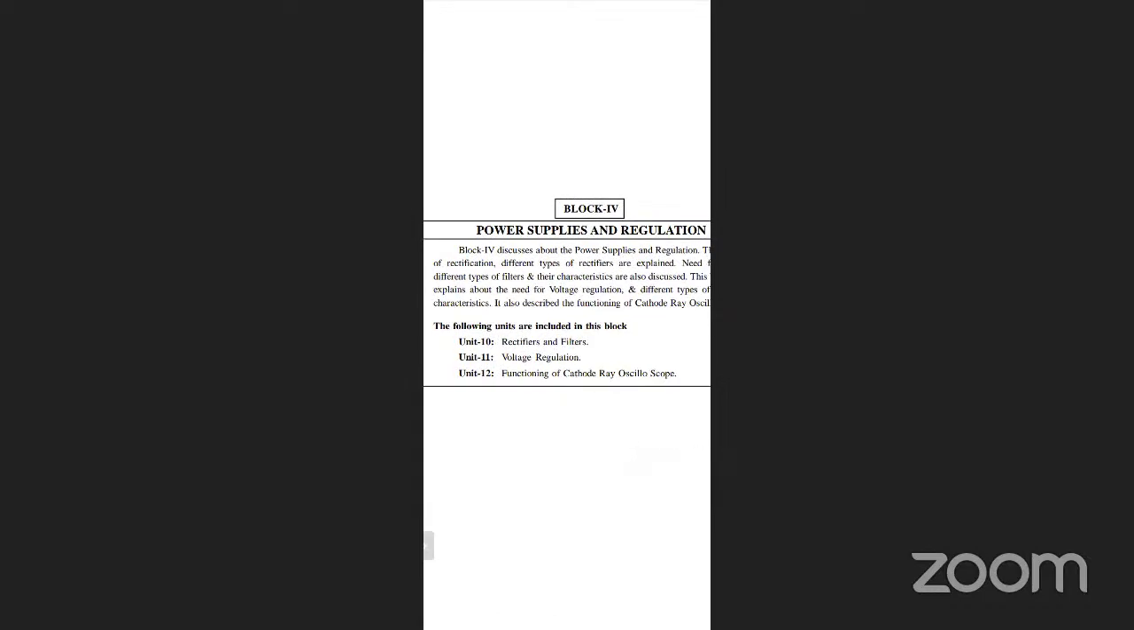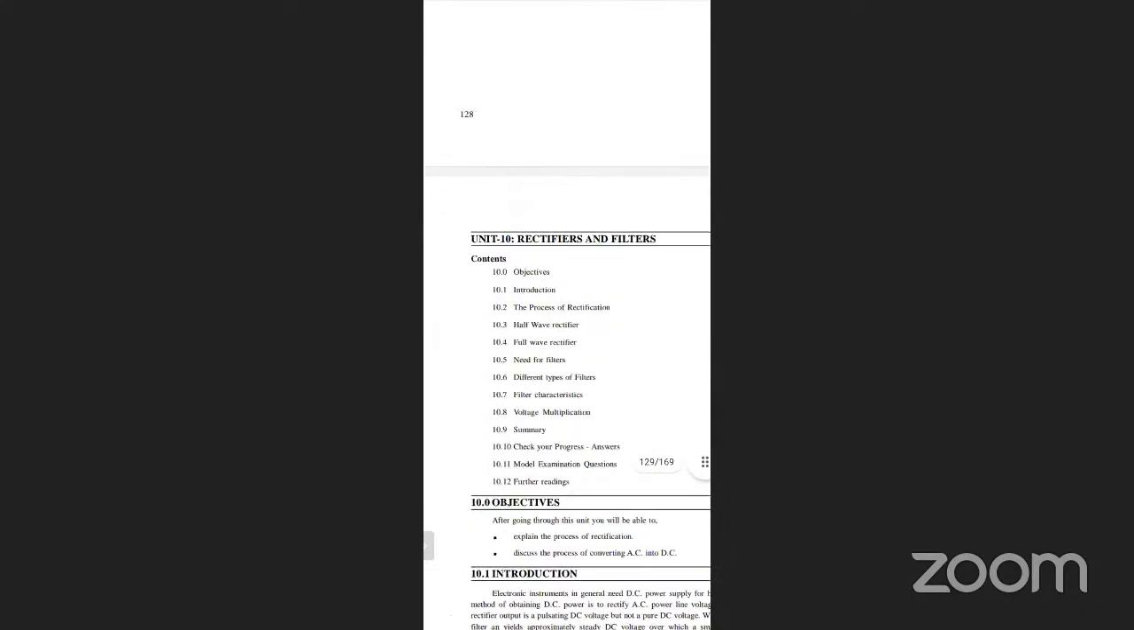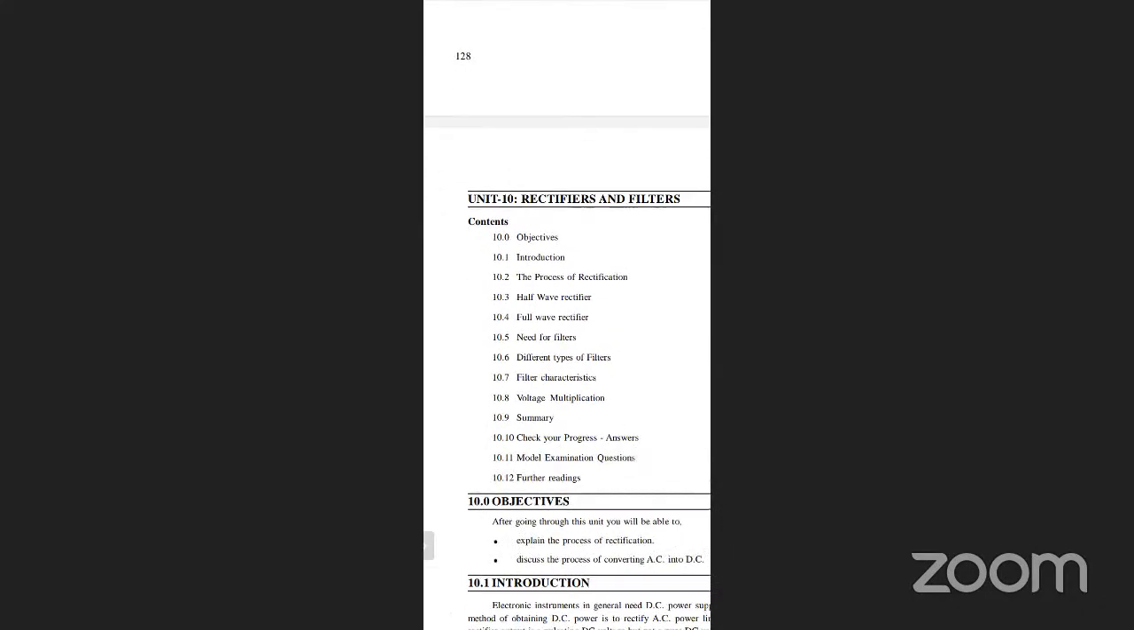Yes, sir. Next, block diagram for power supplies and regulation. Today we discussed voltage regulation, and in the case of rectifiers and filters, whether it is a full wave rectifier, half wave rectifier or bridge rectifier, out of these three, one question will be given to you. Okay, sir.